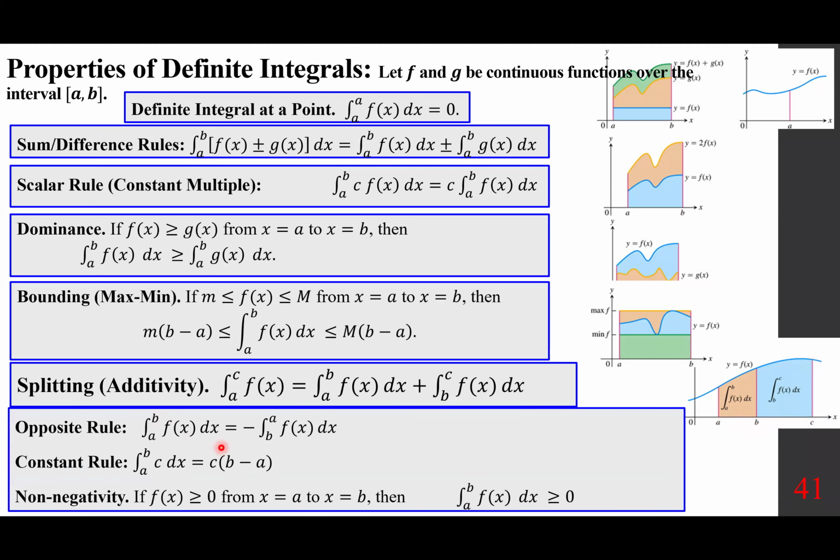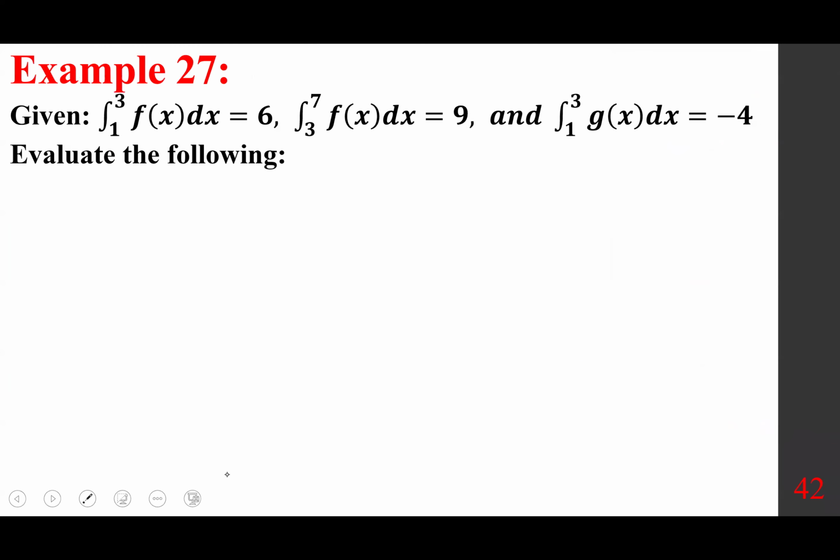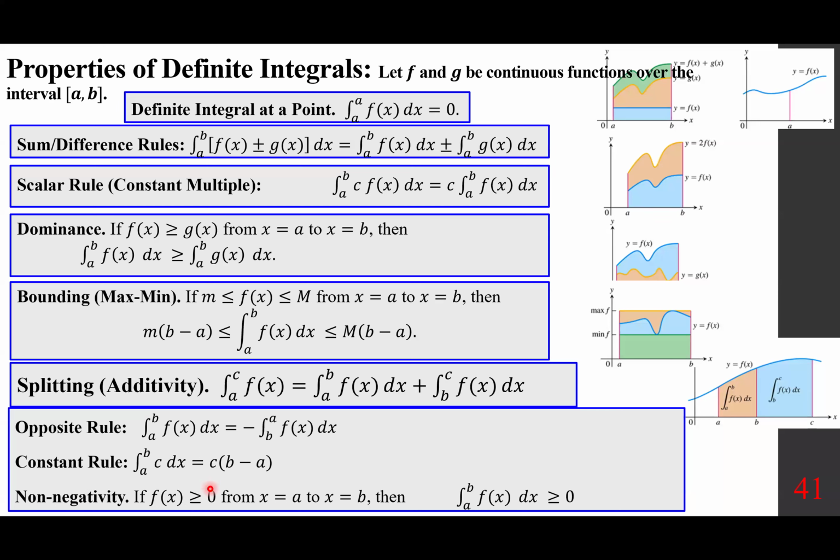Opposite rule, the integral of a to b f of x dx is minus the integral of b to a f of x dx, because delta x will become negative now if b minus a over n is positive. Constant rule, the integral of a to b c dx, you just multiply the c. So if this is b minus a, it comes out as c times b minus a. And non-negativity, if f is positive as we go from a to b, then the integral of a to b f of x dx has to be positive. And that represents the area under the curve if it's positive.